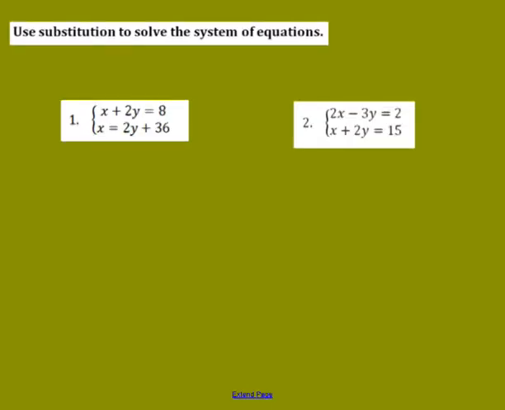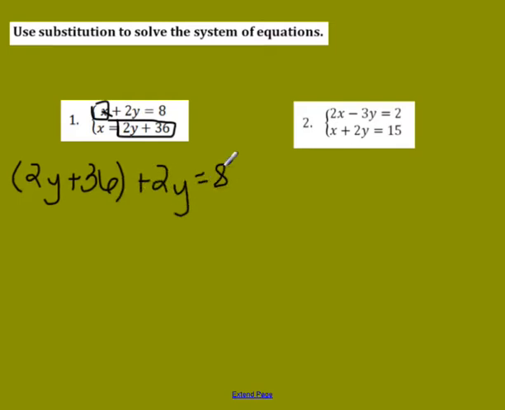So let's take a look at number 1. For number 1, notice on the bottom, we have x is equal to this guy right here. They're equivalent, they are equal, they mean the same thing. So what that tells me is where I see x out here, I can completely take that x out, and instead I'm going to write 2y plus 36. And then that's going to be plus 2y is equal to 8.